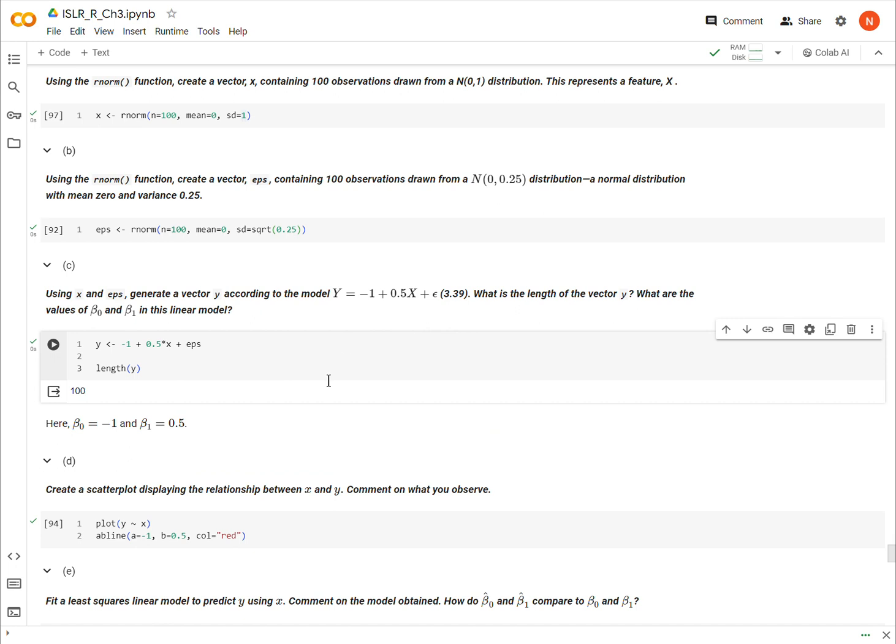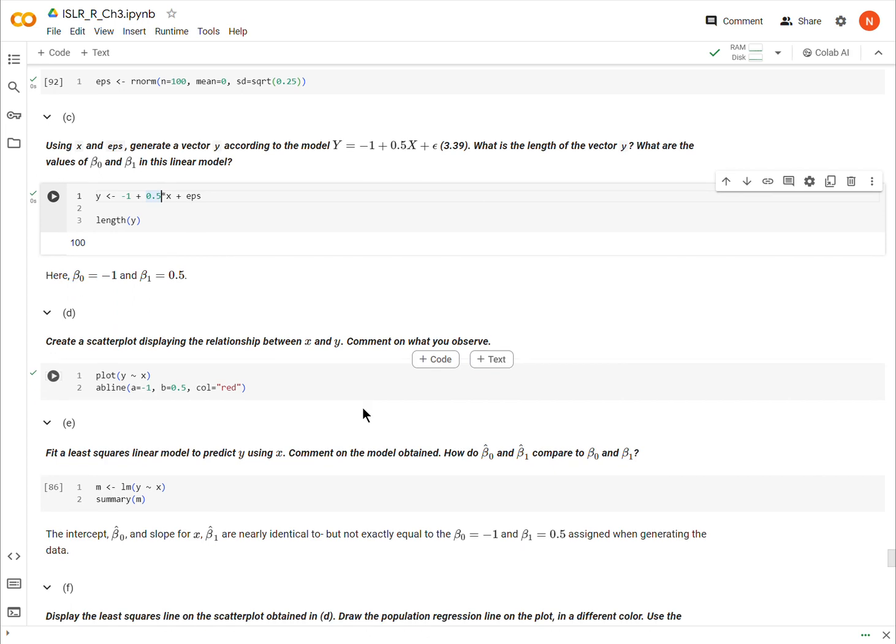And it asks us what are the values for the intercept, beta naught or beta 0, and the slope of x, beta 1. But those are just in the definition of y. -1 is the intercept, and beta 1 is 0.5.